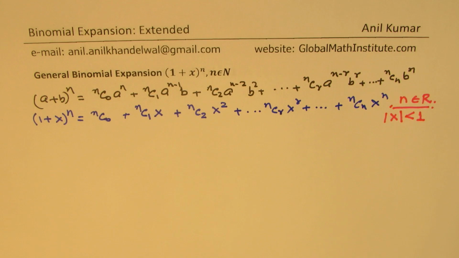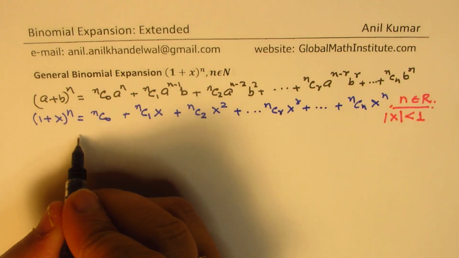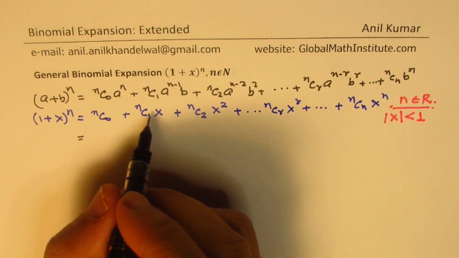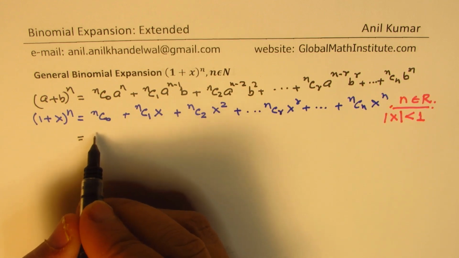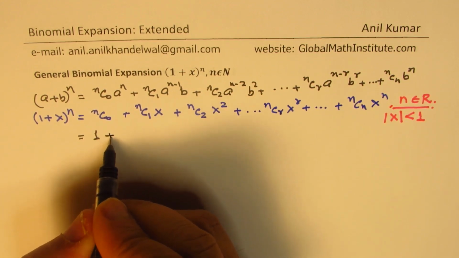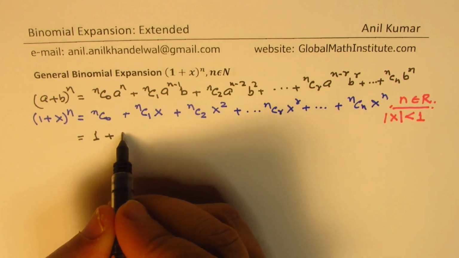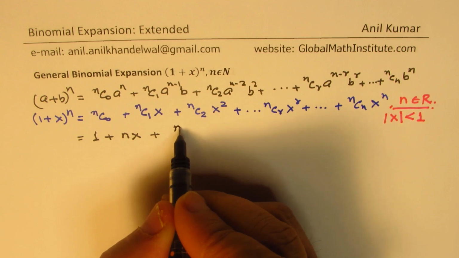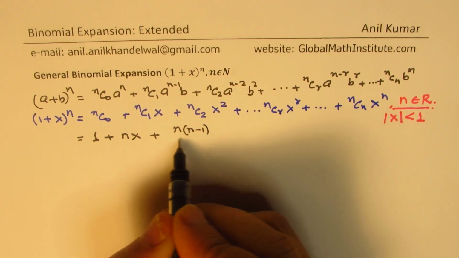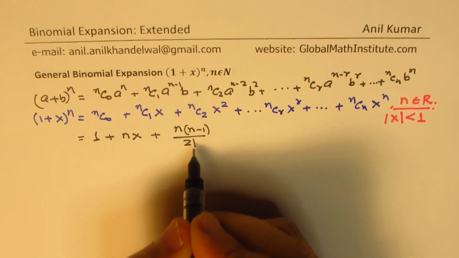That will be the condition when we could use the series (1 plus x) to the power of n as nC0 like this. Let me rewrite this in terms of the binomial coefficients. nC0 is just the number 1, so it is 1 plus nC1, which is n, so we get nx, plus nC2, which is n times (n minus 1) over 2 factorial, x squared.